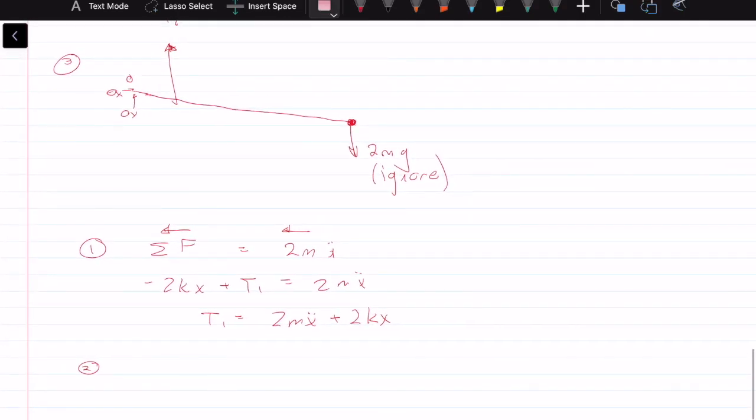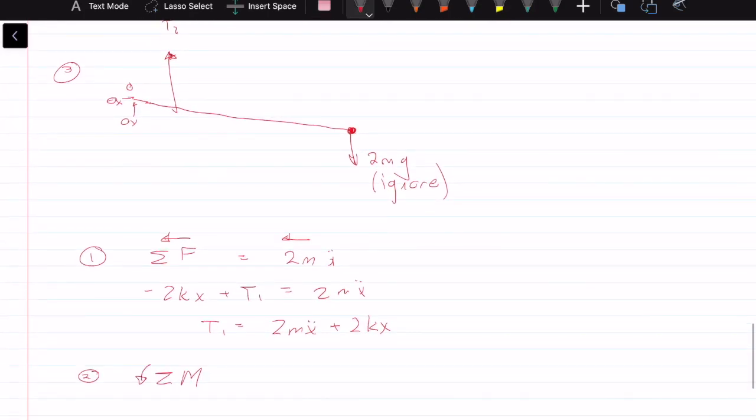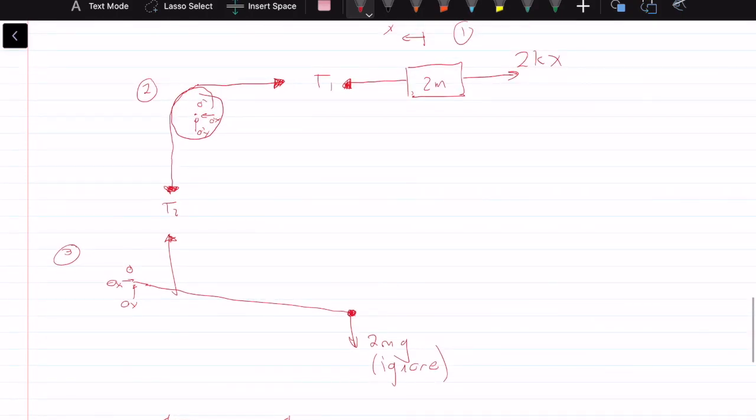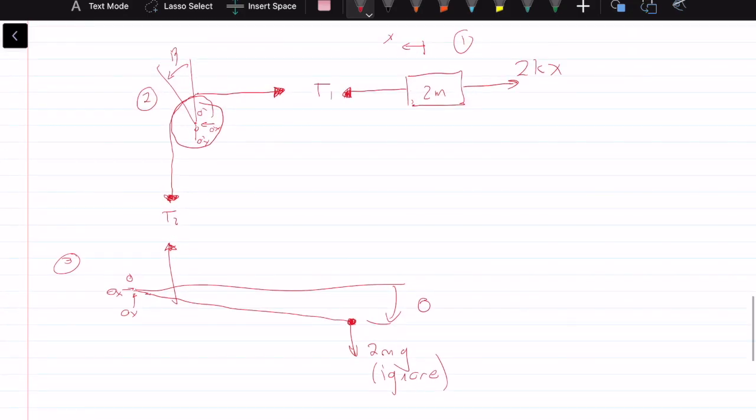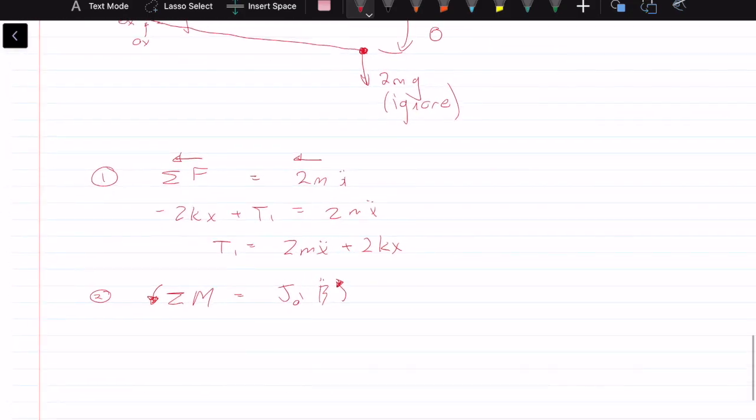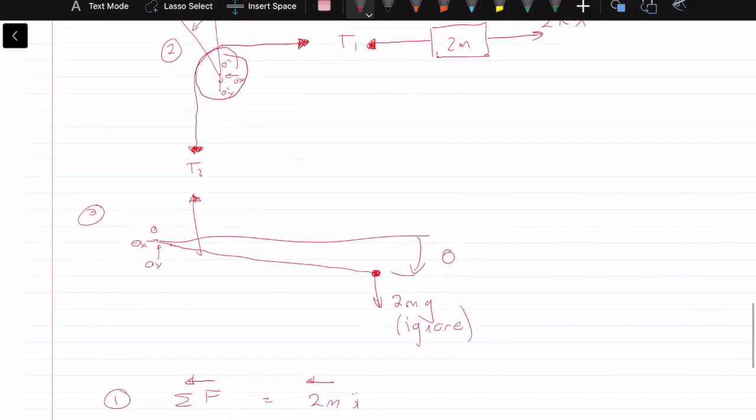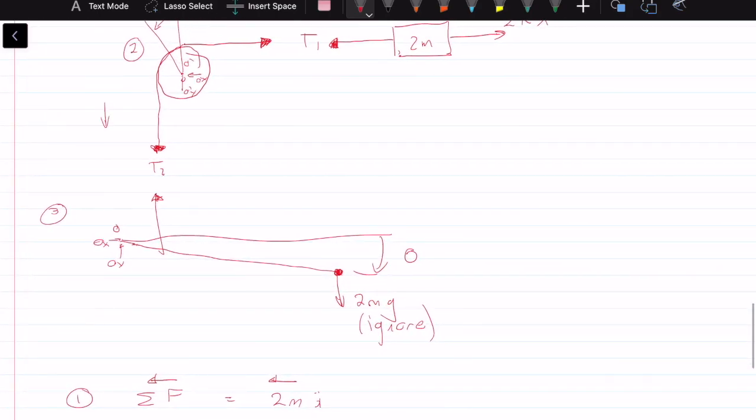We're going to say that the sum of the moments in the counterclockwise direction is equal to J about O dash beta double dot, all in that direction. Remember we said that this disk is rotating like that at an angle beta, and this is rotating that way, theta. Now that we know that, we've got T1 and T2. T2 is pulling it that way, which is what we want.